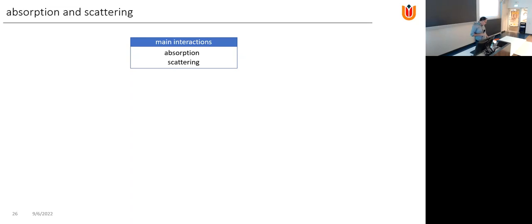So the main interactions of light with tissue are absorption and scattering. Absorption is really the loss of light, and scattering is the redirection of light.